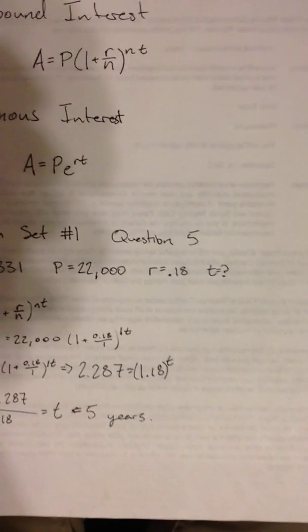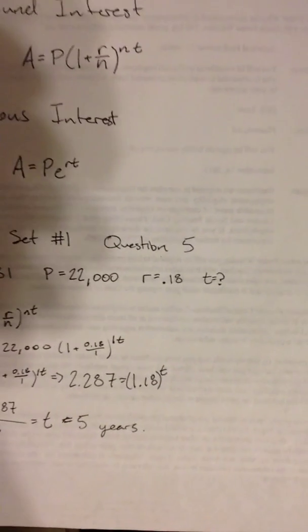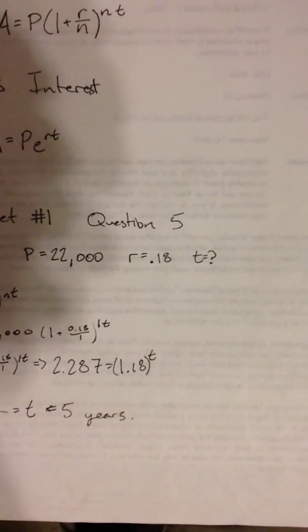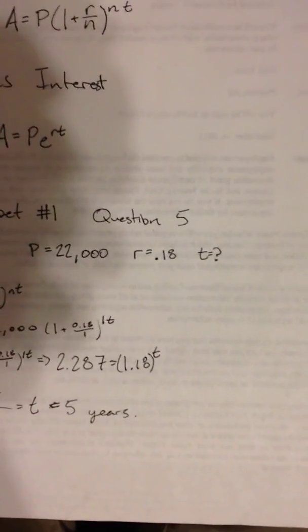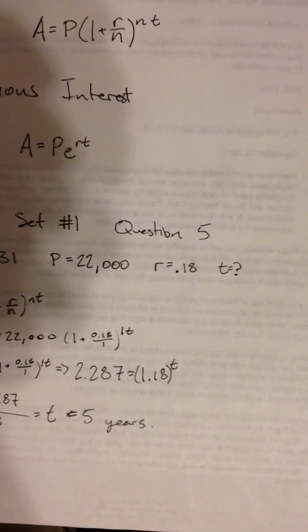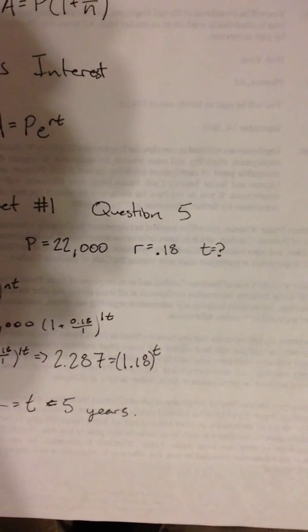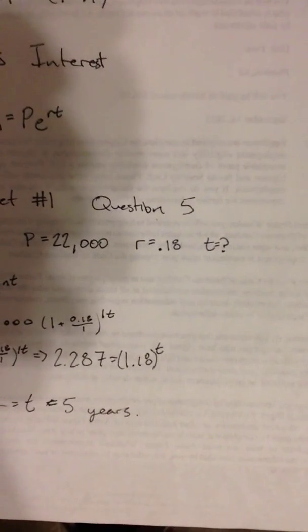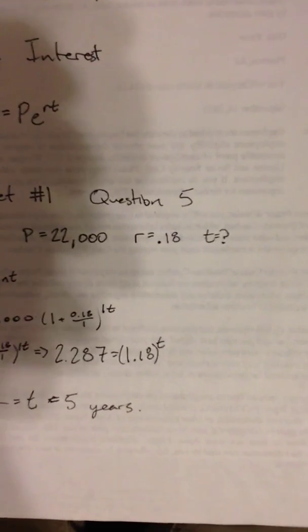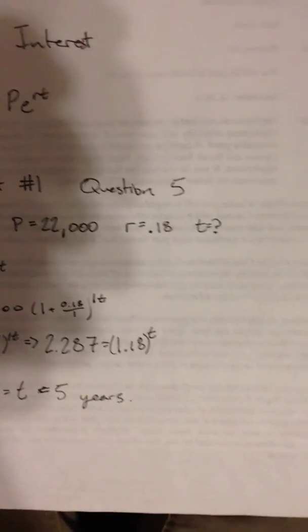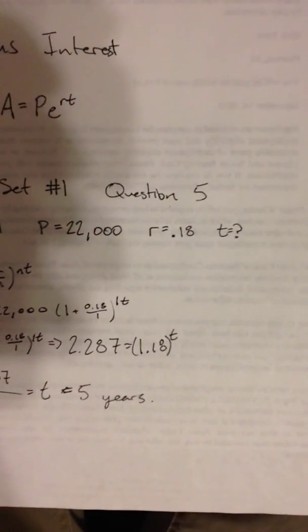So given those values, we have the amount equal to $50,331 at the end of the period. You have an initial investment of $22,000, an interest rate of 18% or 0.18, an unknown time, and it's compounded annually, so we have an n equal to 1.